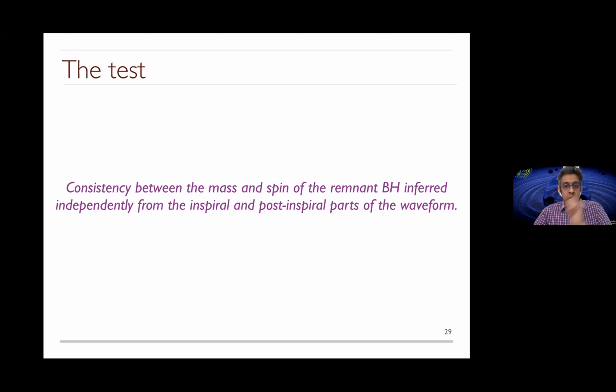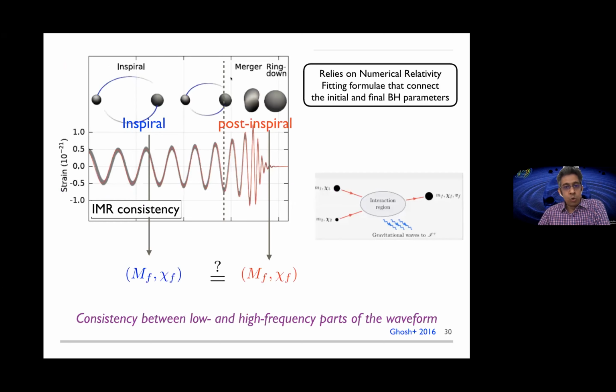So what do I mean? I break this signal into two parts with this dotted line: on the left is the inspiral, on the right is the post-inspiral. I use a numerical relativity motivated fitting formula, which maps the initial black hole masses and spins, M1, chi1, to the final black hole mass and spin. I get two estimates of the final mass and spin, that is the remnant black hole mass and spin, the blue and the red one, and ask the question: are they equivalent, are they in agreement with each other?